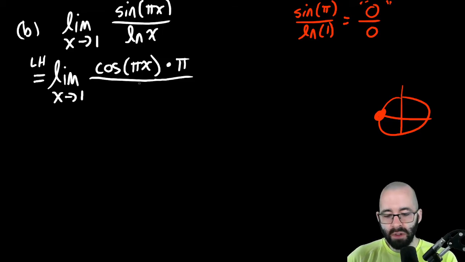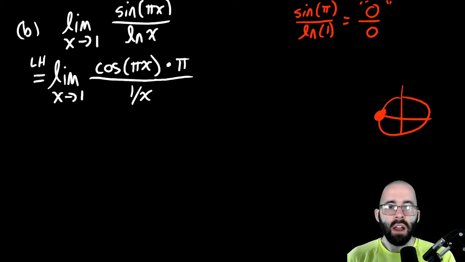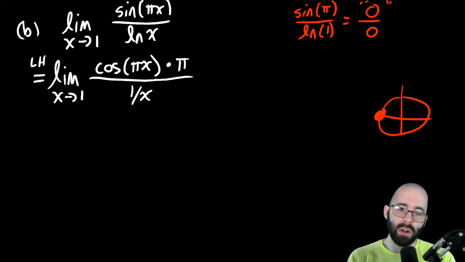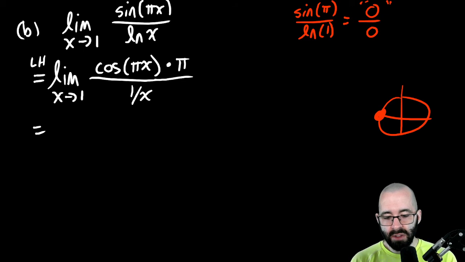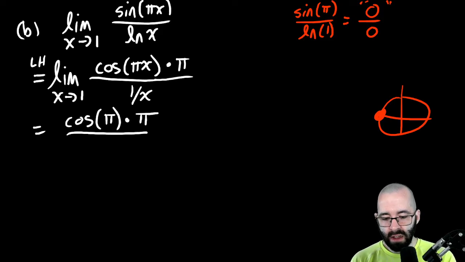The derivative of the natural log of x is 1 over x. And now you can either try to simplify this or use direct substitution. Again, the top and the bottom are continuous everywhere on their domains. So if we use direct substitution, we're going to get the cosine of pi times 1 times pi, divided by 1 over 1.